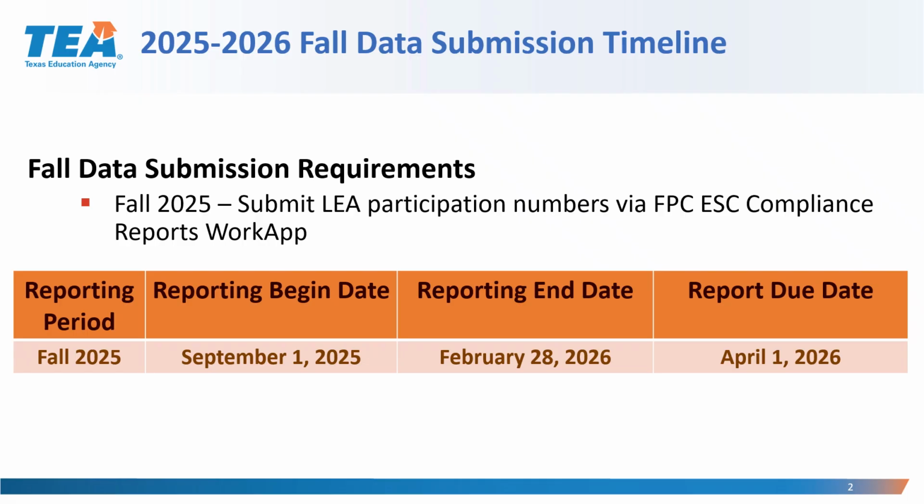The ESC ESSA Basic Services Initiative requires that ESCs report information on program requirements for 2 reporting periods in a grant year. For the fall reporting period, which spans from activities and services provided between September 1st and February 28th, ESCs are required to submit their compliance report data per program via the Federal Program Compliance Division's, or FPC, ESC Compliance Reports WorkApp by April 1st.